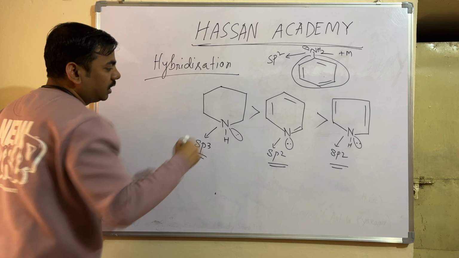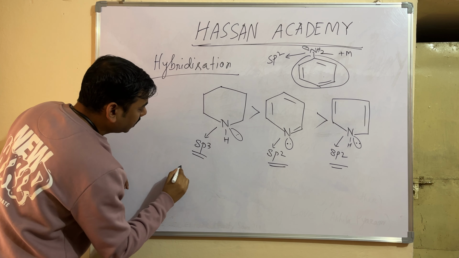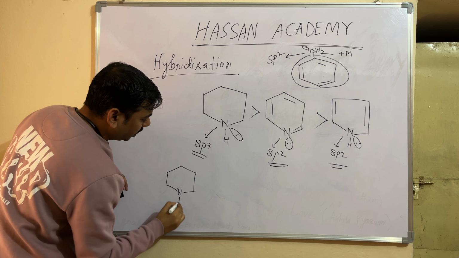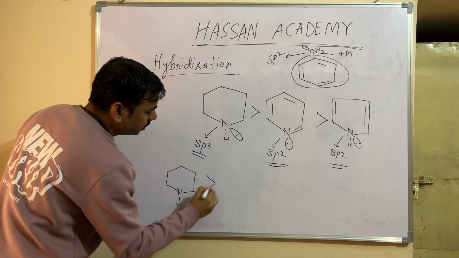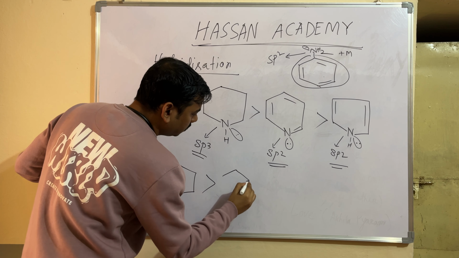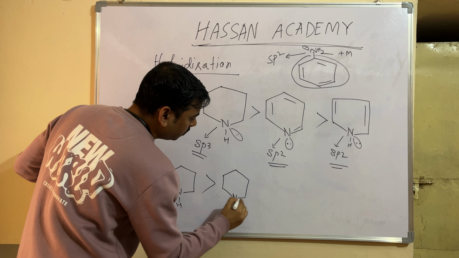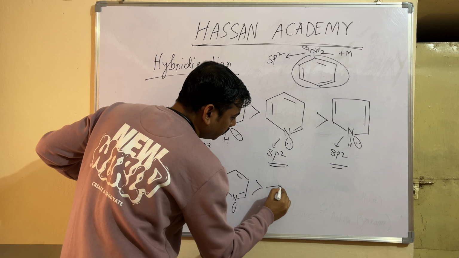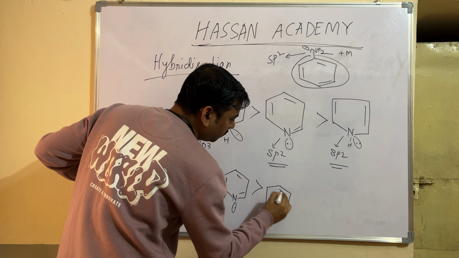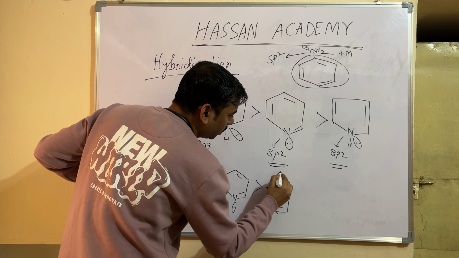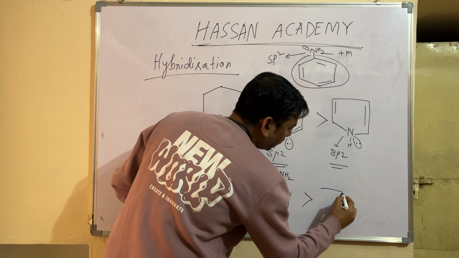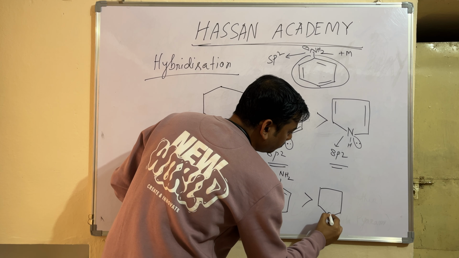So if I write the order, I have to write pyridine number 1, most basic, then aniline will come here, and at last pyrrole will come.